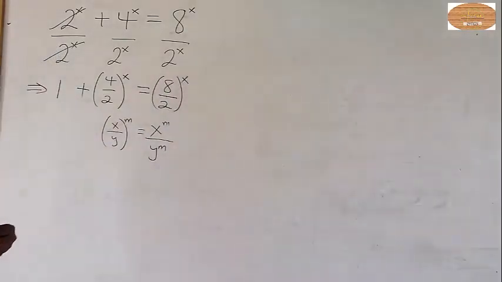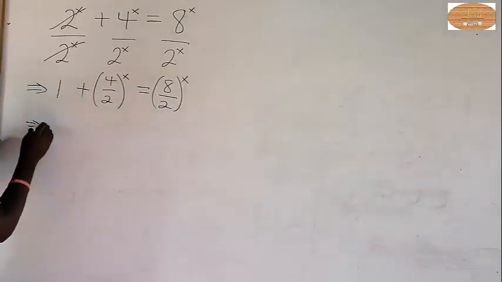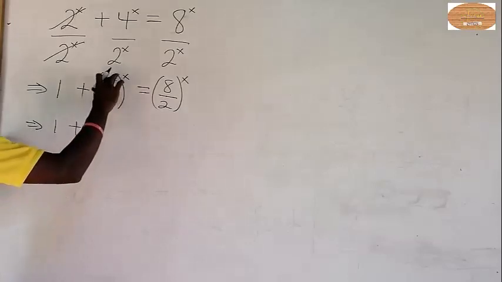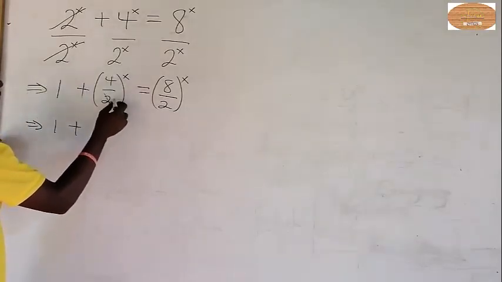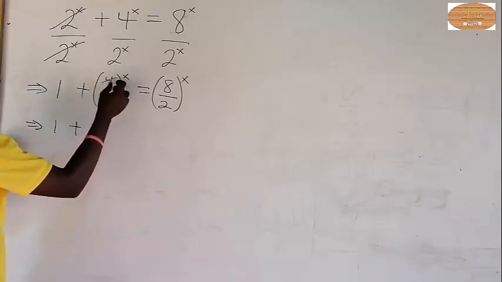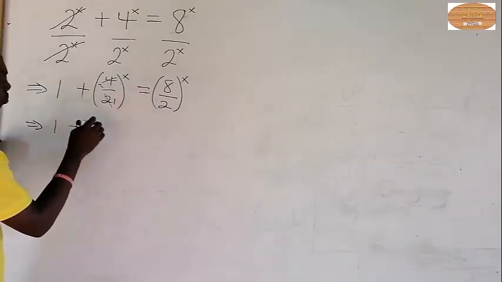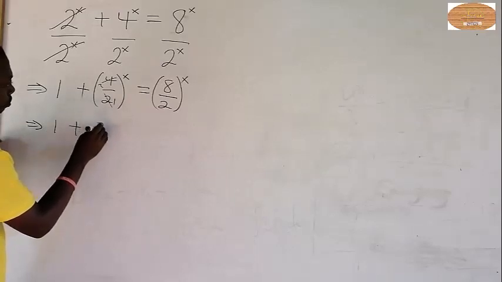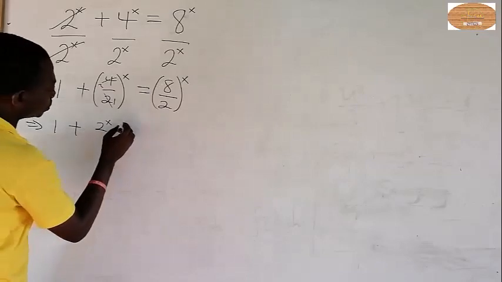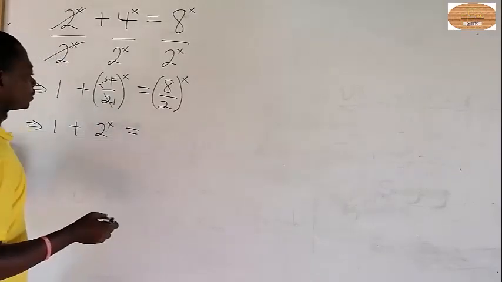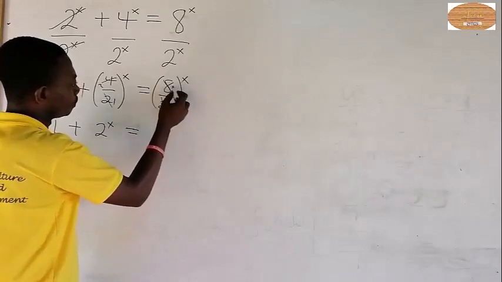Alright. Now, this one we have 1 plus. So we can do this: 2 into itself is 1, 2 into 4 is 2. So we have 2 to the power x here. So this equals, 2 into itself is 1, 2 into 8 is 4.